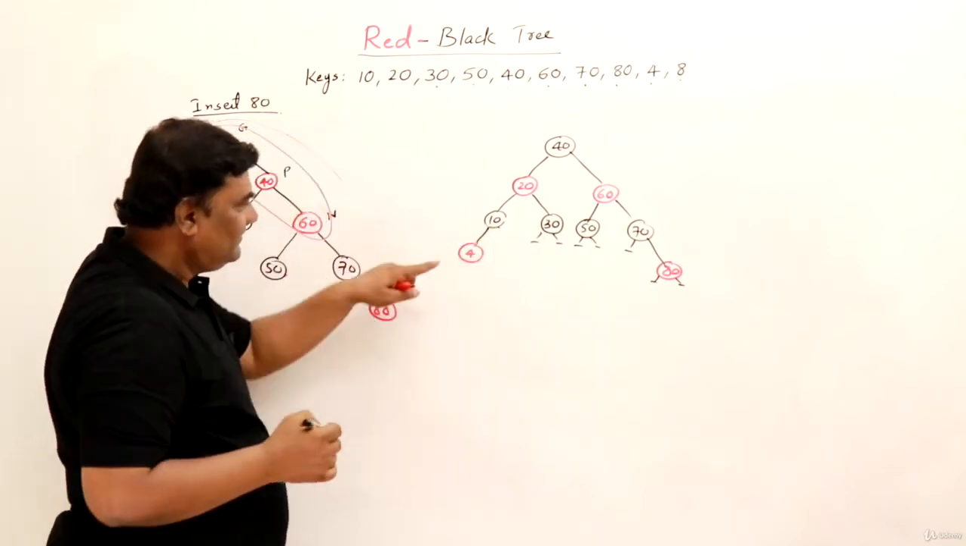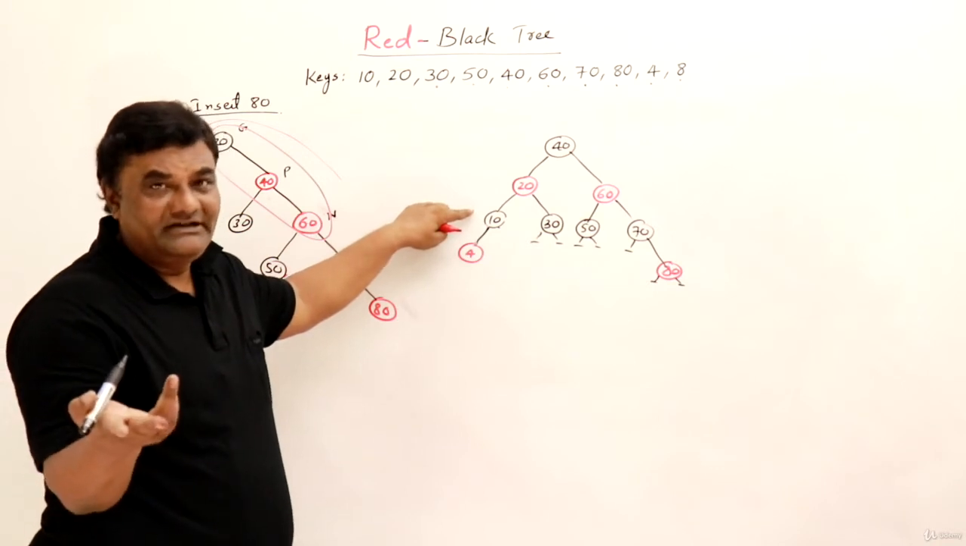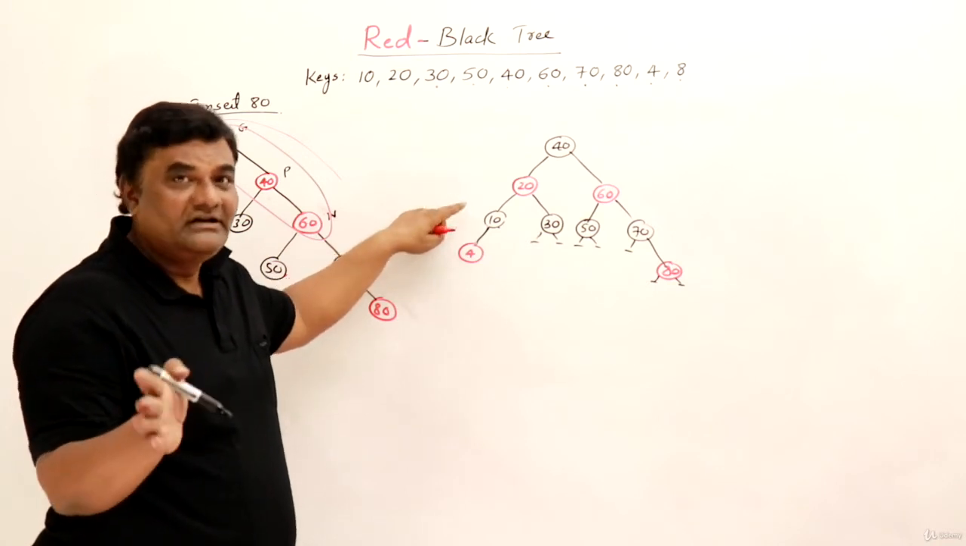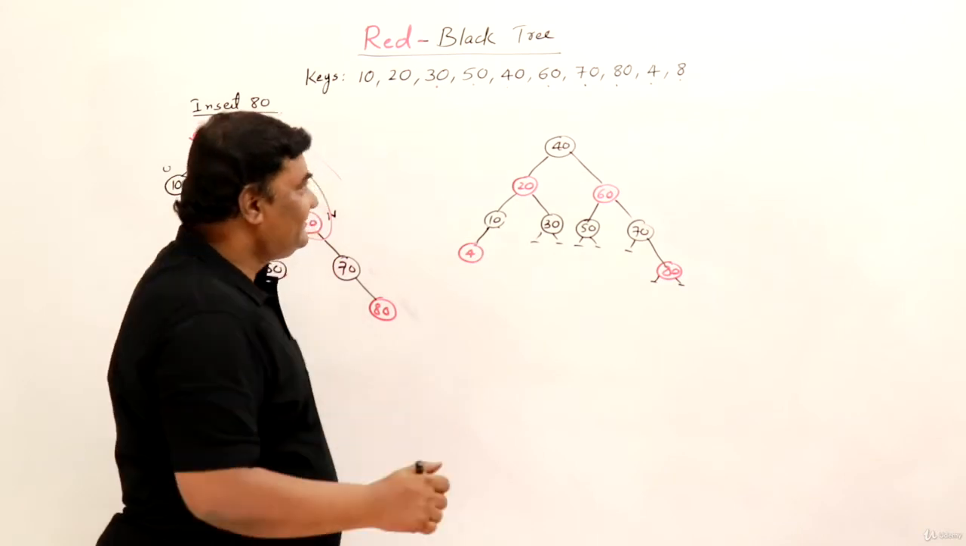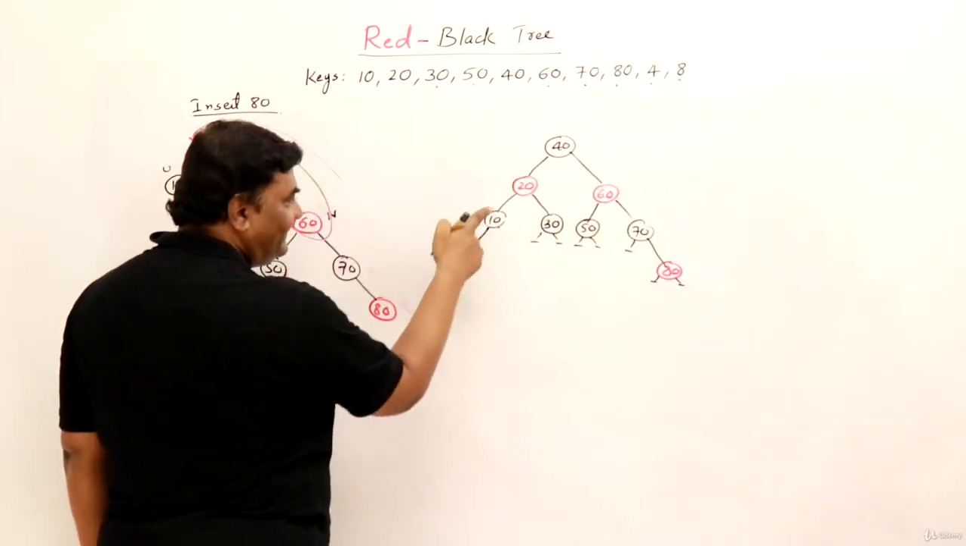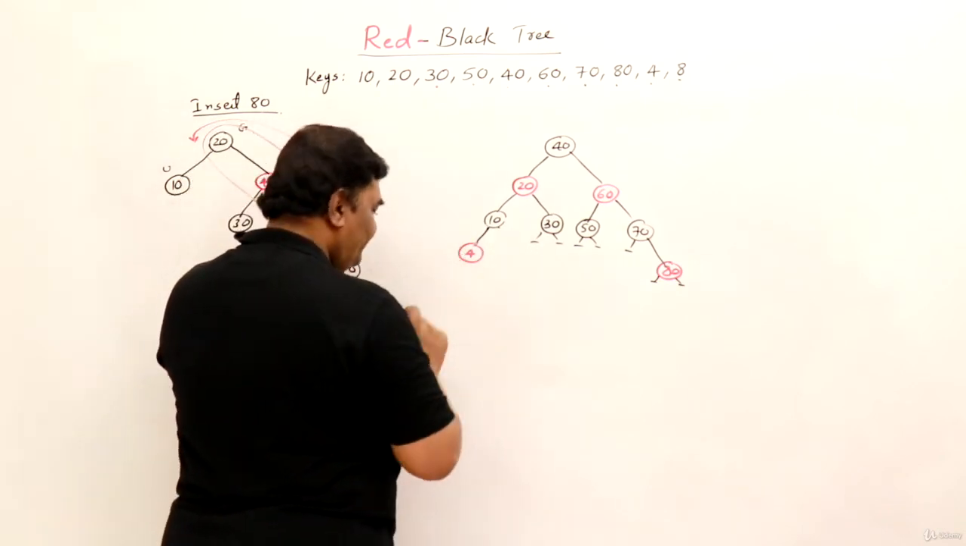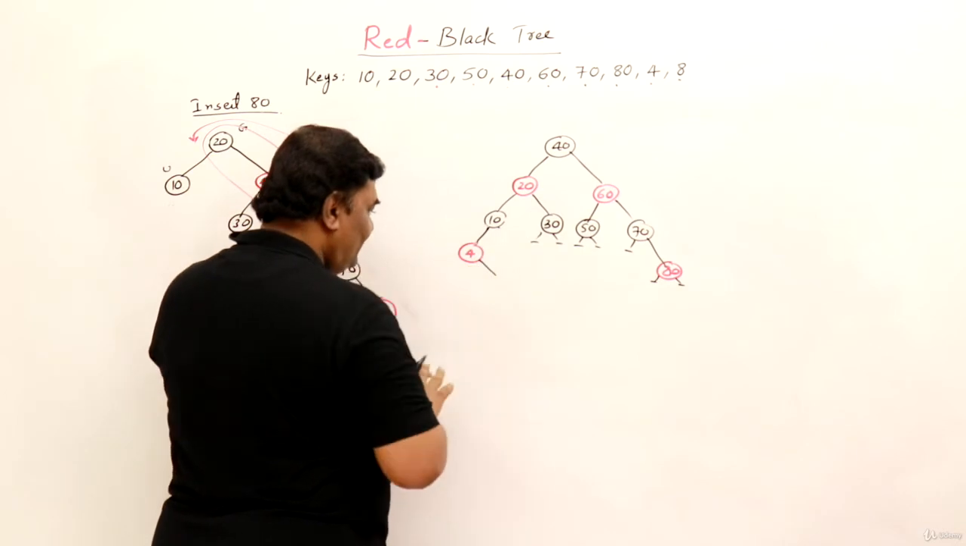Check. Red conflict? No, it is black. So no need of any rotation or any adjustment. It's perfect. The next key is 8. 8 is less than 40, less than 20, less than 10, but greater than 4. So it will be added as a right child of 4.